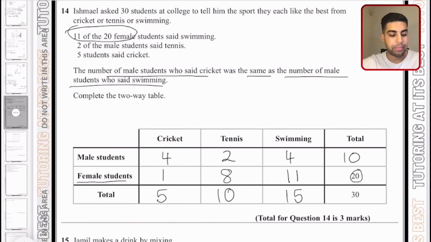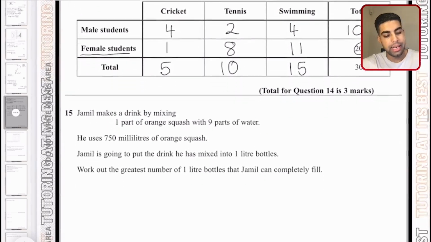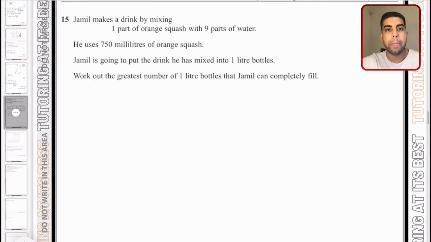And there we are. So again, it is slightly tricky and the wording is slightly off for this specific sentence, but I hope you can see how the same students who chose cricket also chose swimming, and so we had to subtract 2 from 10 and then divide it by 4 to get the values for cricket and swimming. Okay, let's move over to question 15.